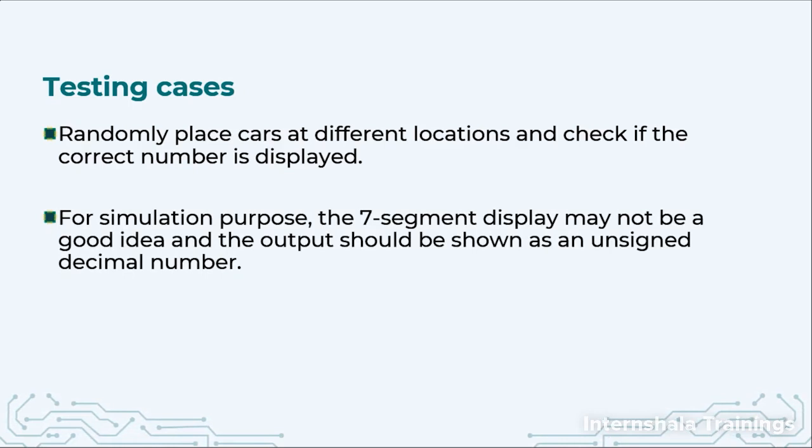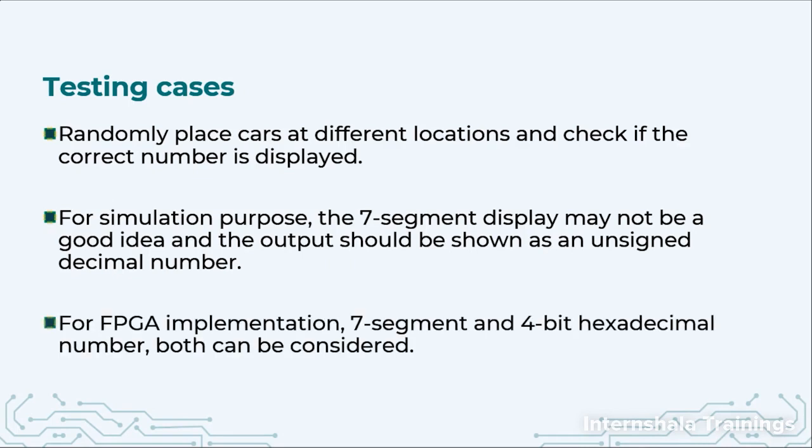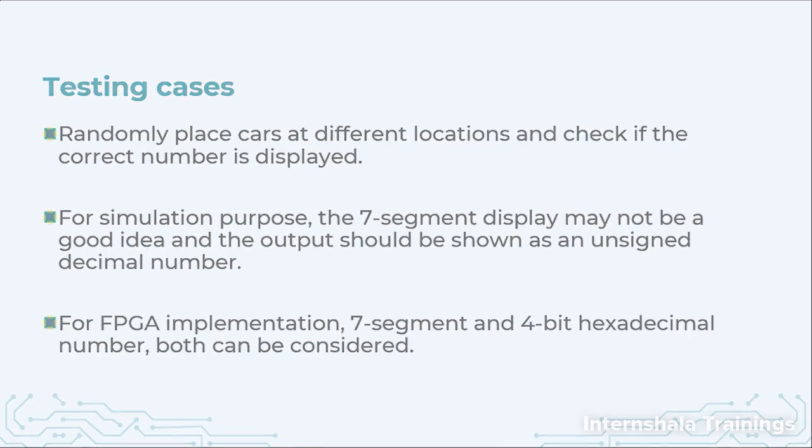For simulation purposes, the 7 segment display may not be a good idea because in the waveforms we will not be able to identify whether the displayed number is 3 or 5 or 7, because we are not very familiar with the 7 segment codes. So here, if you want, you can test using decimal numbers or hexadecimal numbers also. But when we go for the FPGA implementation, then we will test it using the 7 segment display.